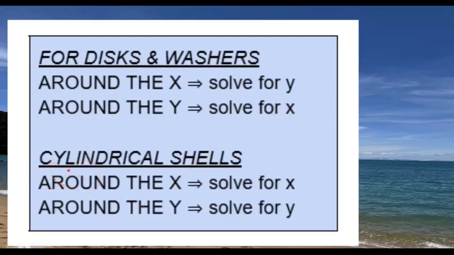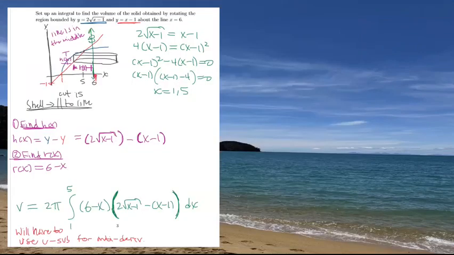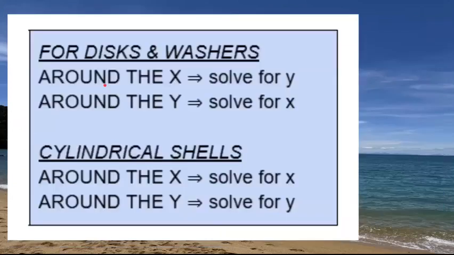And then with cylindrical shells, it's reverse. If I'm going around the x-axis or something that's horizontal, I will solve for x. And if you're going around the y-axis or something that's vertical, just like in this example, you solve for y, and you don't always have to change anything because it's solved for y already. If this confuses you, I would just really write this down. If it's in terms of y, you solve for x. If it's in terms of x, you solve for y.